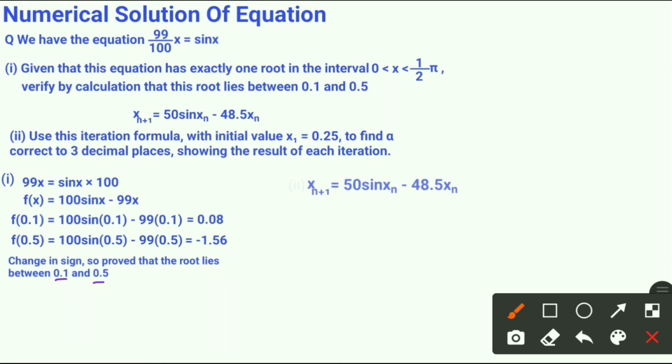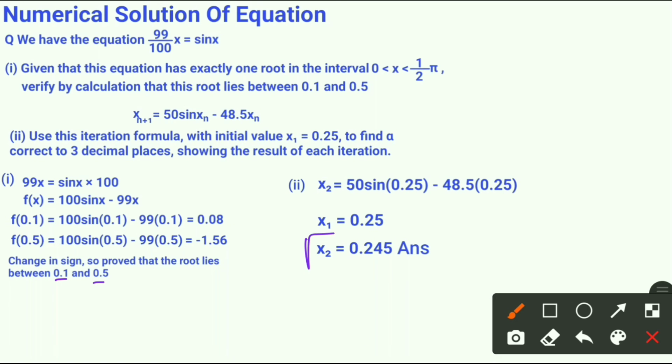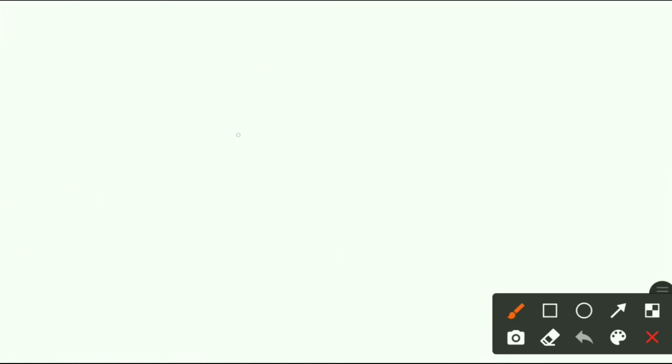There you go. Change in sign. So we prove that the root lies between 0.1 and 0.5. Part 2. Doing again the same thing, iterative process, and you get this answer. So this is the numerical solution of the equation. It's the end of numerical solution of equation, and the next topic would be complex numbers.